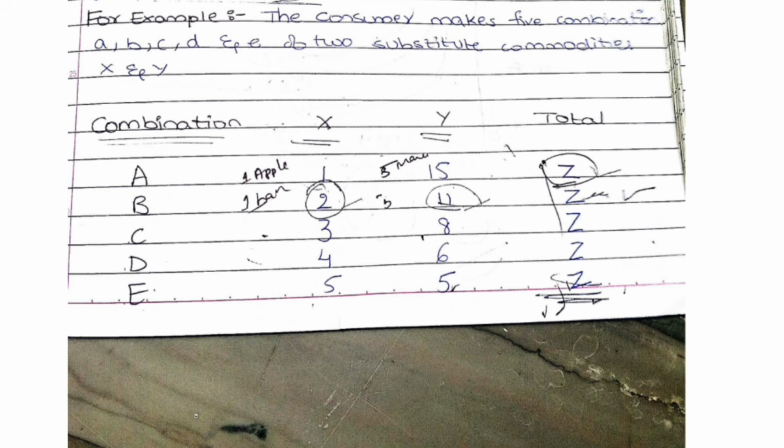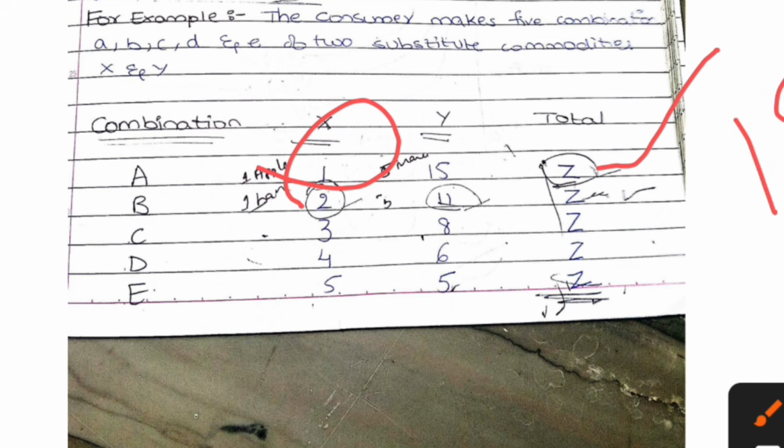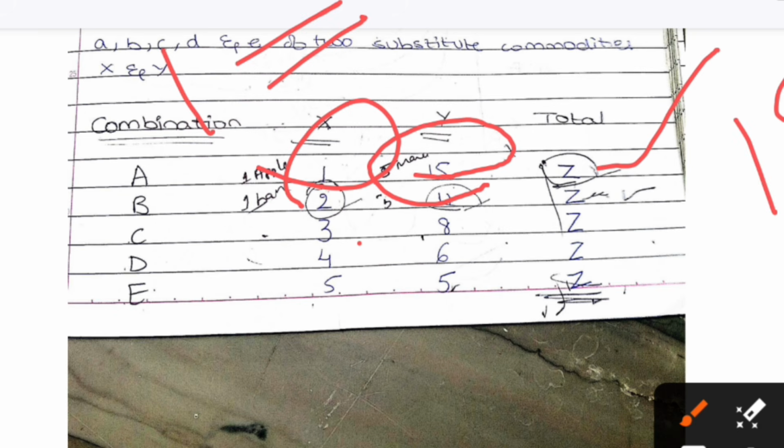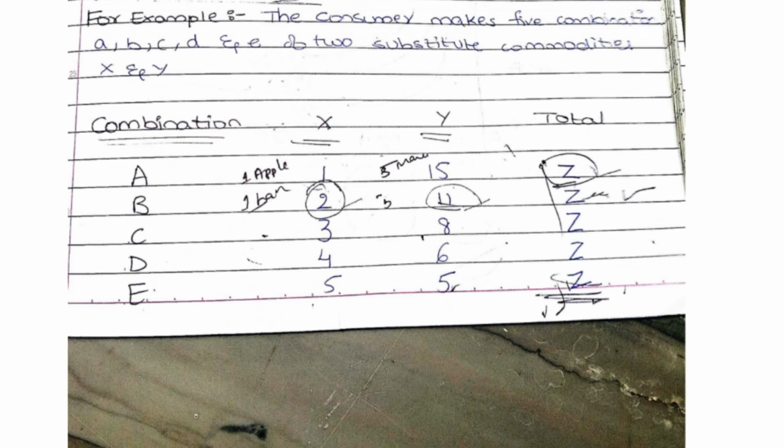X is, for example, apple, Y is banana. If a person consumes one apple, he will get a level of satisfaction, for example 100. If he eats 15 bananas, he will get the same 100 level. Means one apple is equal to 15 bananas. That is the person A.